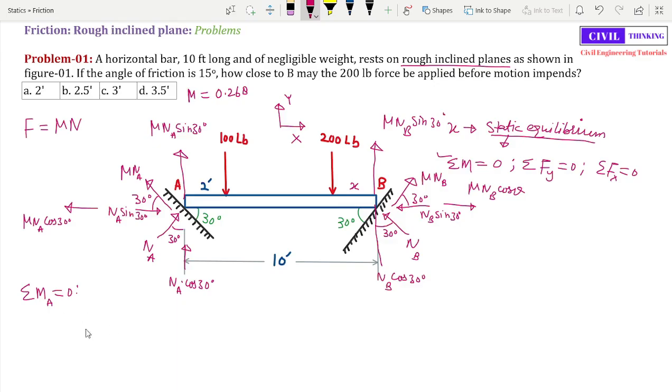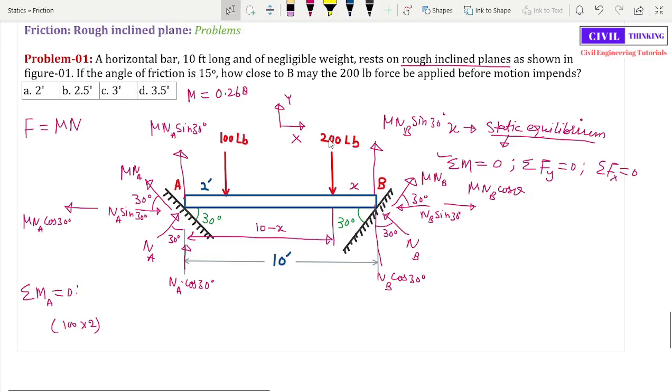Now let's assume clockwise moments to be positive. Now the 100 pound force is going to exert a clockwise moment, so it is going to be 100 multiplied by 2 feet. Now 200, how far is 200? The total is 10, and this is x. It means from here to here it is 10 minus x, right? So the 200 will also exert a clockwise moment, so it is plus 200 multiplied by 10 minus x, right?